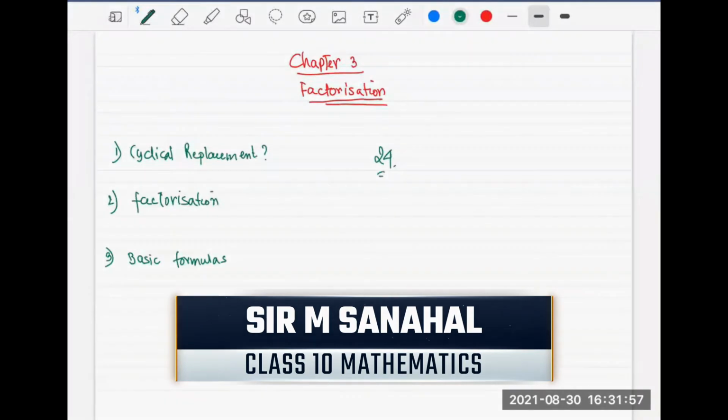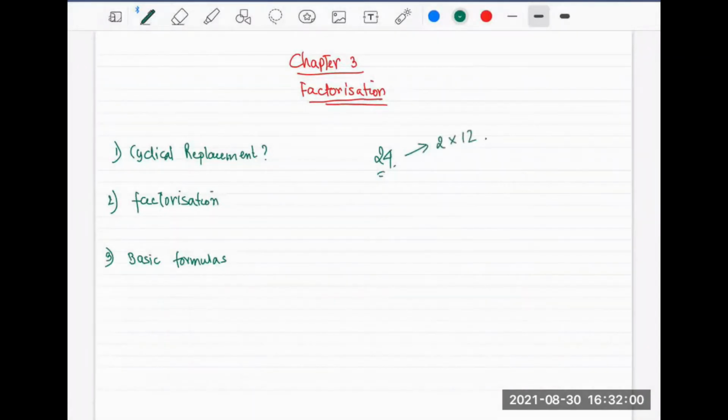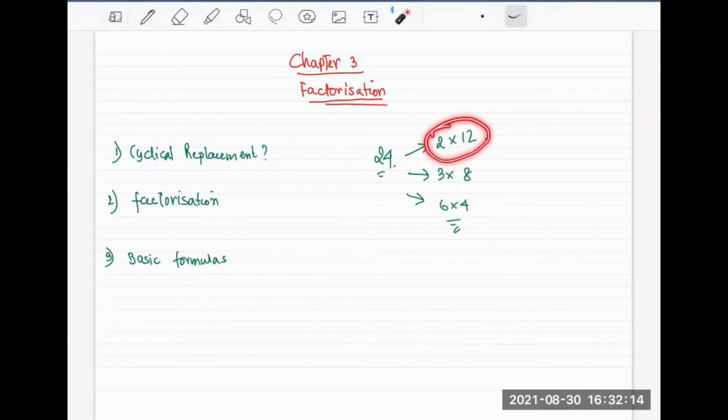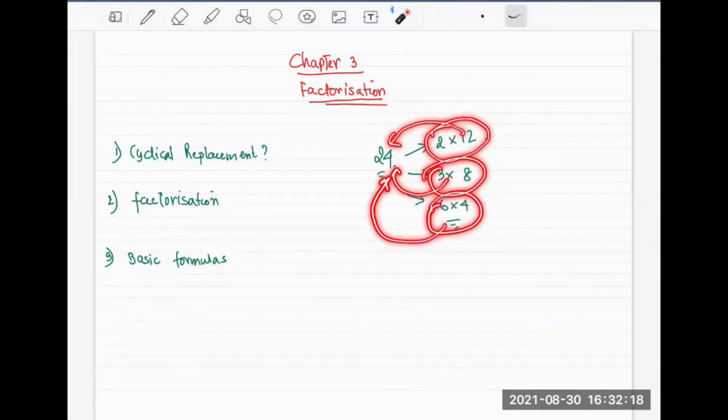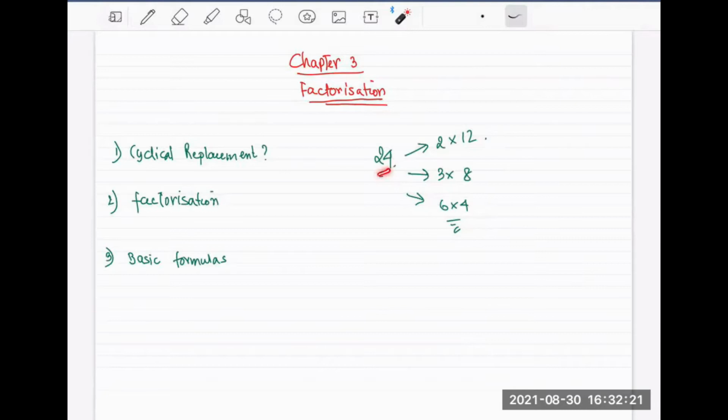24, I can break it down like this, 2 into 12. I can break it down as 3 into 8. I can break it down as 6 into 4. So 2 into 12 is 24, 3 into 8 is 24, 6 into 4 is also 24. The 24 is broken down into two factors. Here we have two factors in each case.